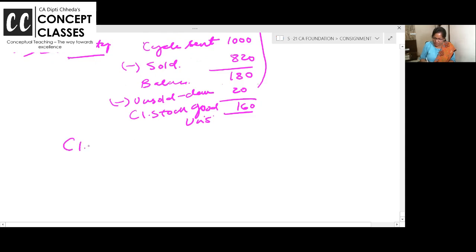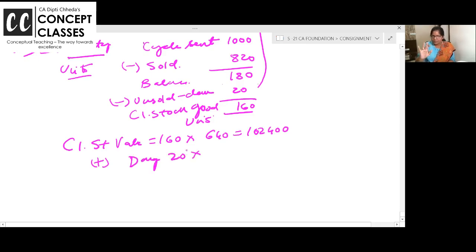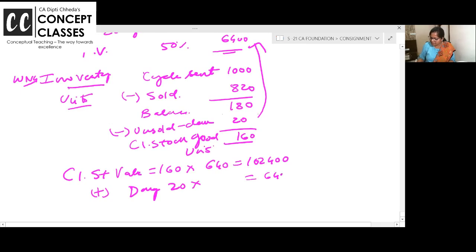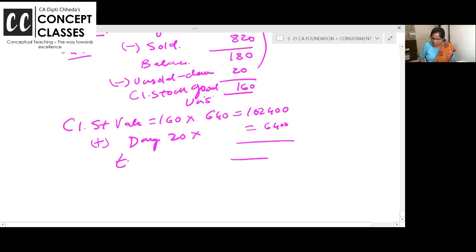Okay, closing stock units are clear. 160 units at 640, including freight. And the damaged ones are still in stock, 20 units. They are at 6,400. Total closing stock 108,800. Super.